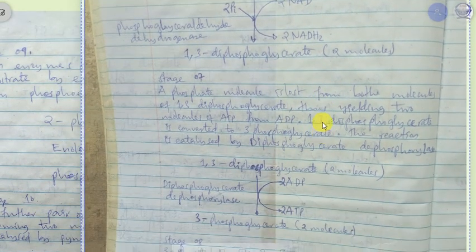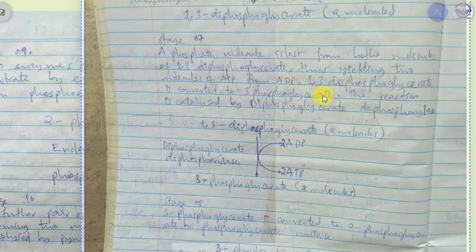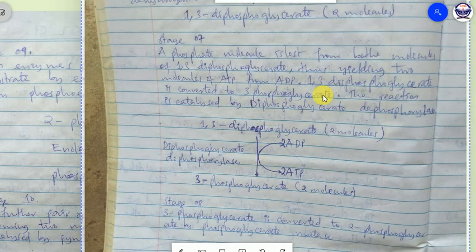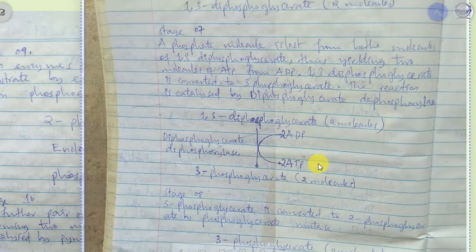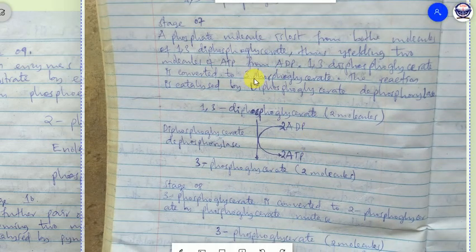So in the seventh step of glycolysis, a phosphate molecule is lost from both molecules of 1,3 diphosphoglycerate. So we lose a phosphate molecule, and this yields two molecules of ATP from ADP.